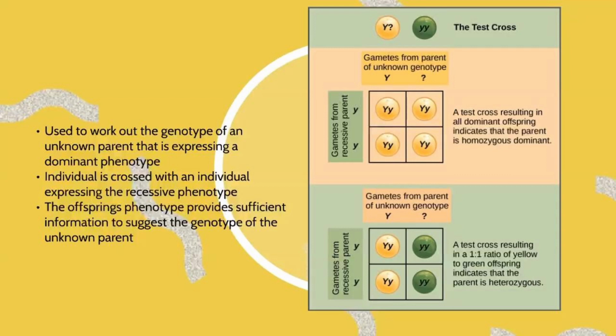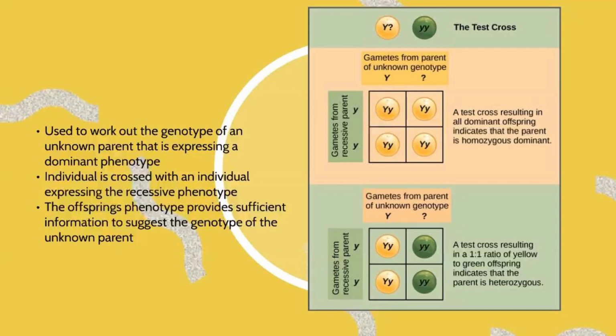So that means they can only pass on a recessive allele to the offspring. So all the offspring must have a recessive allele. Now, if any of the offspring have a dominant phenotype, then that means that there must be a dominant allele present in the second parent. So as long as there are some dominant phenotypes present, that means that one of the alleles that the unknown parent has must be dominant.